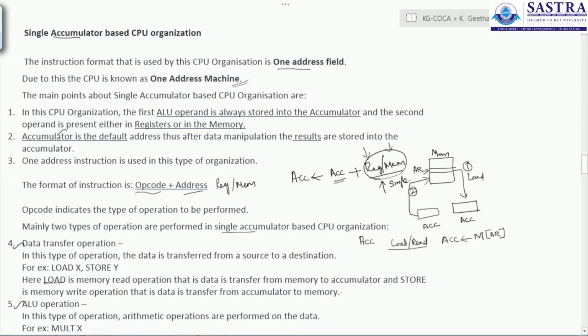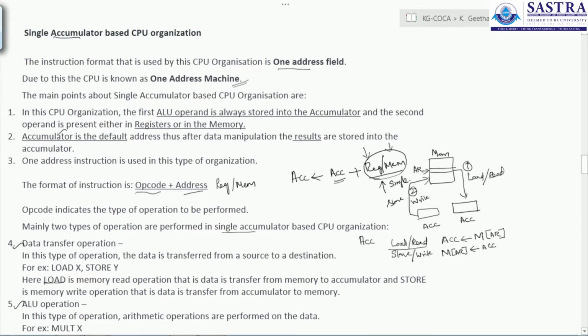The other way, when we want to transfer the result back to the memory, then we will be using the instruction called store, or this can also be referred as write. Write means I am going to write into the memory. So in memory, address pointed by AR, I am going to move the content of accumulator. Here from accumulator, if I move something into the memory, this is called as write operation, or this is also called as store operation. And when I move the data from the memory to accumulator, this is called as load operation, or it is also called as read operation.